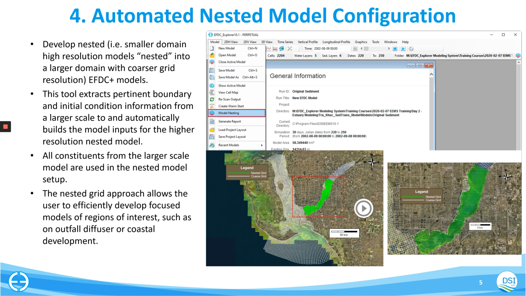And vertical layering is handled. It brings it in on a per layer basis. So if you've got stratification, that is accounted for. So quite a robust tool, accessed here under the model nesting utility.